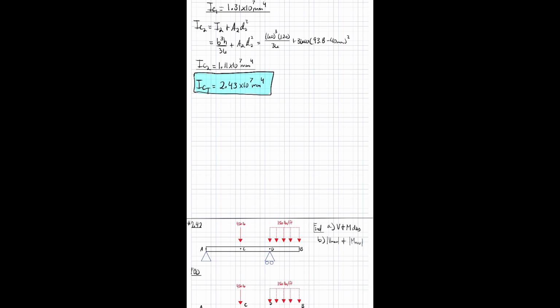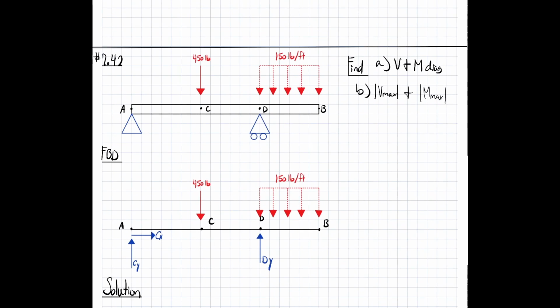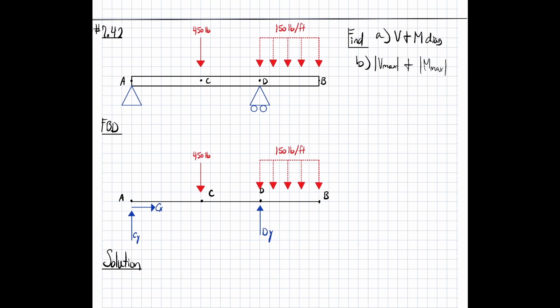So continuing on, we have our last problem, chapter 7, number 42. We are given this beam with a distributed load on the right of 150 pounds per foot, our point load at C at 450 pounds, given our supports at A and D, which is a pin and a roller. They ask us to find the shear and bending moment diagrams and our shear and moment max.